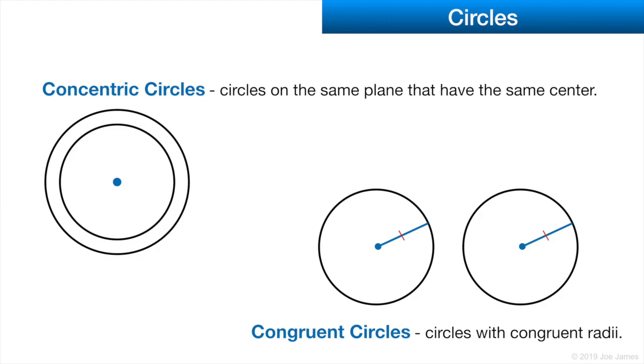Concentric circles are circles on the same plane that have the same center. As you can see here, two circles, possibly different sizes, that have the same center point. Congruent circles just have the same radius. So the radius of the two circles is equal, the same length. Makes the two circles congruent.